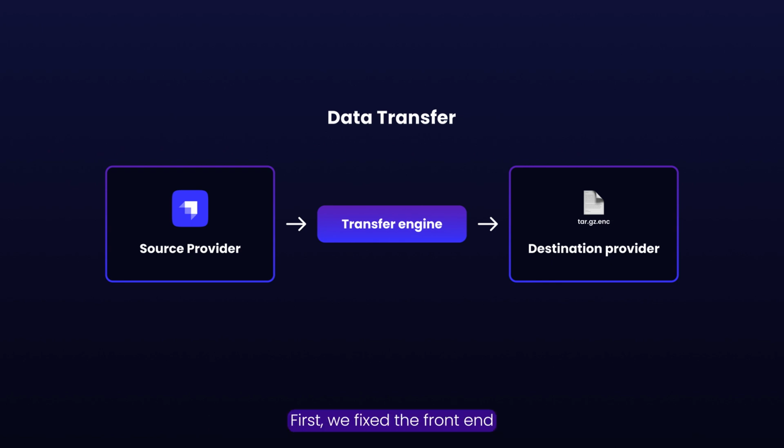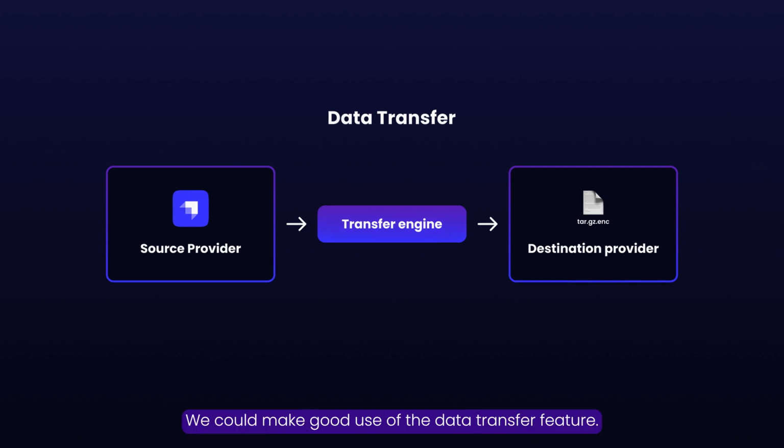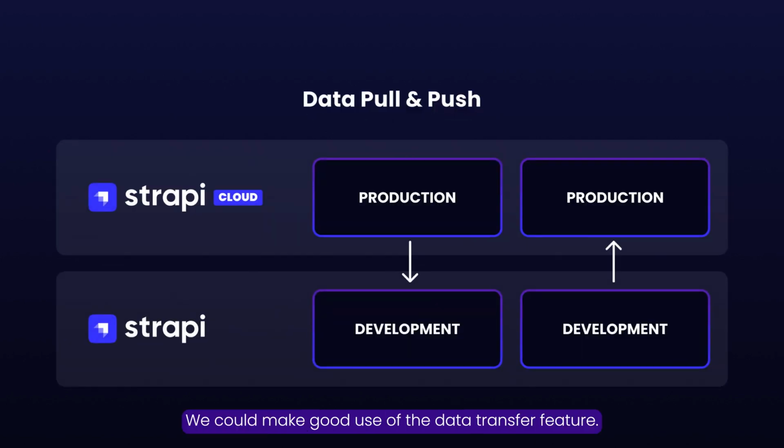First, we fixed the frontend that was sending mixed data to the backend. But then we had to fix all the corrupted data, and for that, again, we could make good use of the data transfer feature. We could pull the data from the production environment in a Strapi Cloud to a development environment locally, then run a script in the bootstrap function that fixes the corrupted data, and finally, push the data back to Strapi Cloud once we check everything is right. And for that, we need a transfer token to be authorized from our command line. Let's create it.